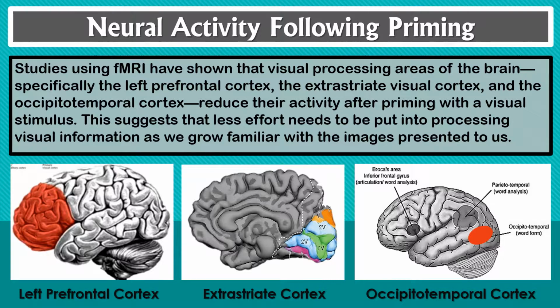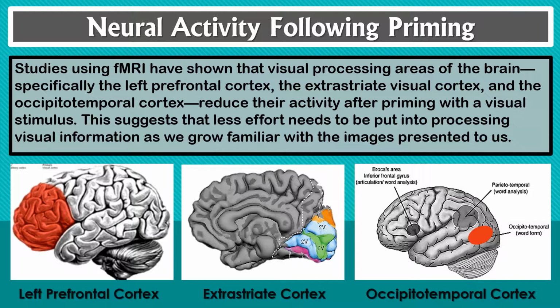The majority of us probably experience priming most often with visual stimulation. Several fMRI studies have shown that after priming with repeated exposure to visual stimuli, the left prefrontal cortex, the extrastriate visual cortex, and the occipitotemporal cortex, all of which are activated when exposed to novel objects and images, reduce their activity. These findings reaffirm the notion that less effort needs to be put into processing visual information as we grow familiar with the images presented to us.